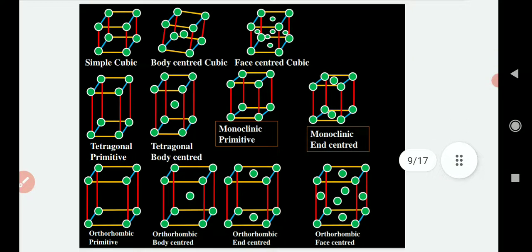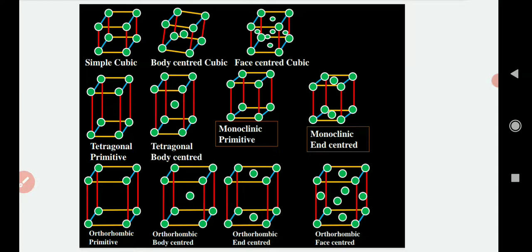The next slide shows you the presence of particle. See, now first is cubic. In cubic we've got 3 types: simple, body centered and face centered. So you can see the particles. In simple, only at the corners; in body centered, at the corners, and at the same time, at the center of the body, one particle is present. In face centered, along with the corners, at the center of the faces, also the particles are present.